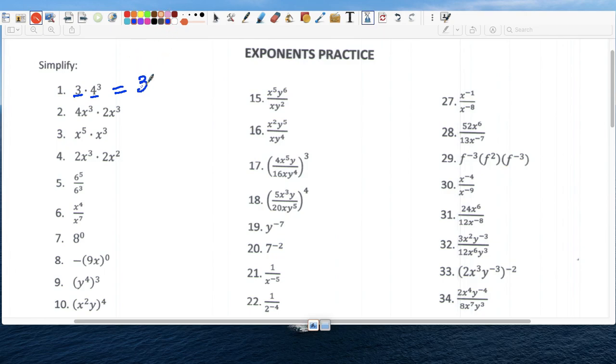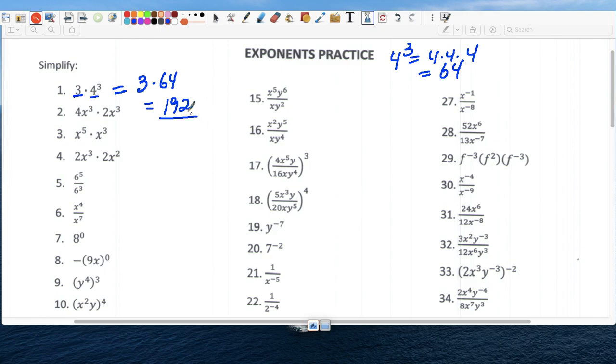So this is 3 times 4 to the third power. Let me write this over here. 4 to the third power is 4 times 4 times 4, which is the same thing as 64. So we end up multiplying 3 times 64, which equals 192. So the answer to number 1 is 192.